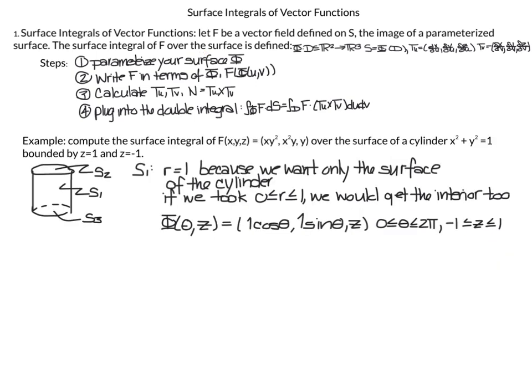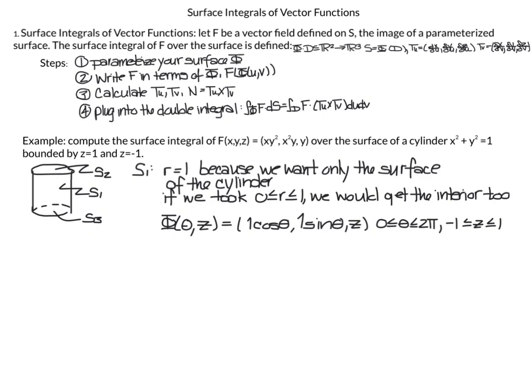Our next example is to compute the surface integral of this vector field, x squared y, and y, over the surface of a cylinder of radius 1, bounded by z equals 1 and z equals -1. So this bottom surface here, S3, is at a height of -1, and this top surface here, S2, is at z equals 1.